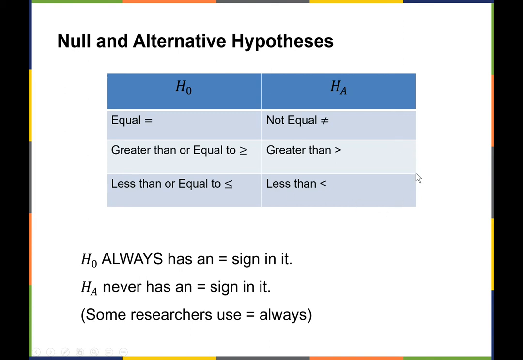So let's pretend that these guys are switched. Oops. So if the null hypothesis is greater than or equal to, the alternative hypothesis would be less than. And if the null hypothesis is less than or equal to, the alternative hypothesis would be greater than. Remember, the null hypothesis always has an equal sign in it, always has an equal sign. And the alternative hypothesis never has an equal sign. One thing we should note is sometimes researchers will always use an equal sign in the null hypothesis. They won't use a greater than or equal to or a less than or equal to. That's just something to be aware of that some researchers do.